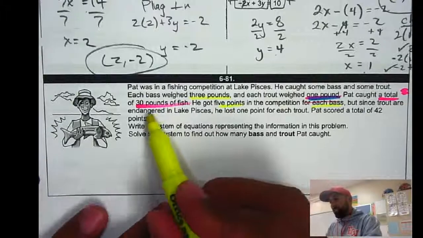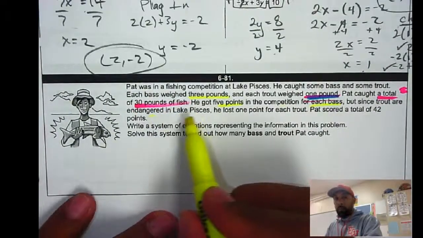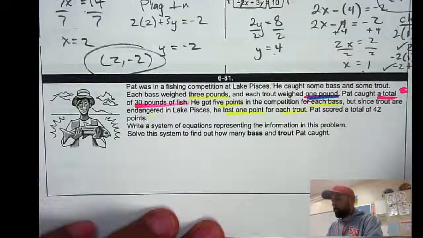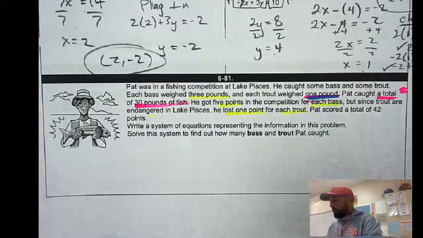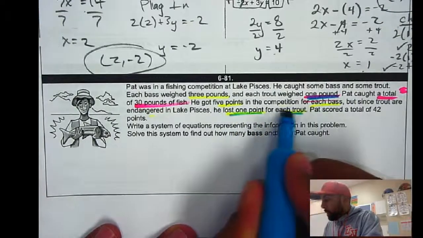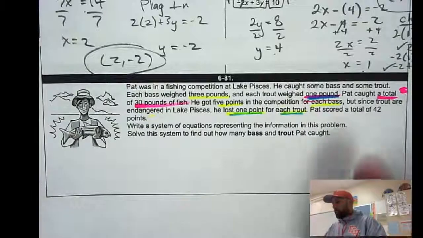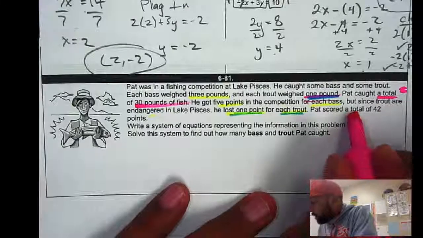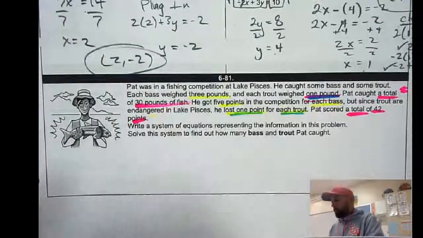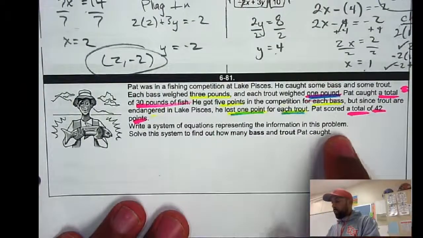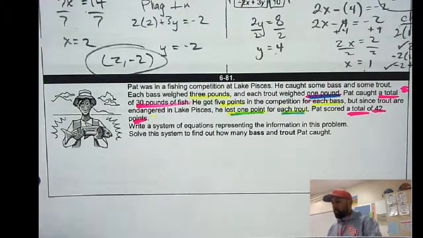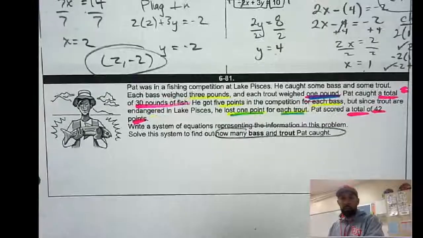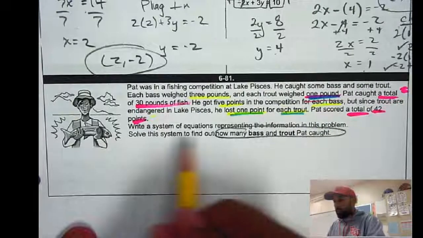But then since each trout are endangered, okay, there's not very many of them in Lake Pisces, he lost 1 point for each trout he caught. And sorry, I wanted to do that again in blue, okay, because it has to do with the trout. And then Pat scored a total, oh, there's total again, that means there's probably another equation in there, a total of 42 points, okay? So write a system of equations representing the information in the problem. Solve this system to find out how many bass and trout he caught. There's our question. Okay, that's what it's asking for, but it's asking us to write a system of equations.